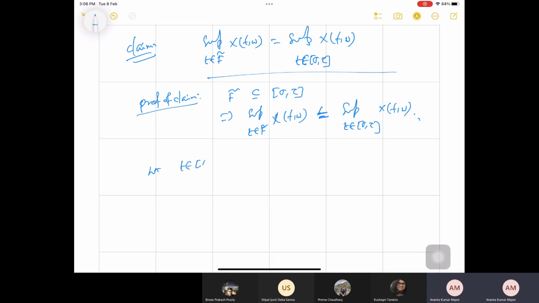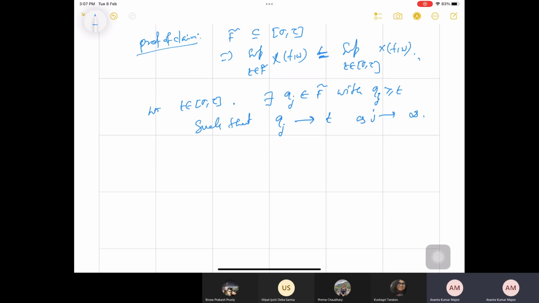So let t belong to [sigma, tau]. The argumentation is the same; just for completeness I am doing it for only one case. Then there exists q_j belonging to F tilde with q_j greater than or equal to t. For all t, from the right-hand side, I am considering q_j such that q_j converges to t as j goes to infinity.